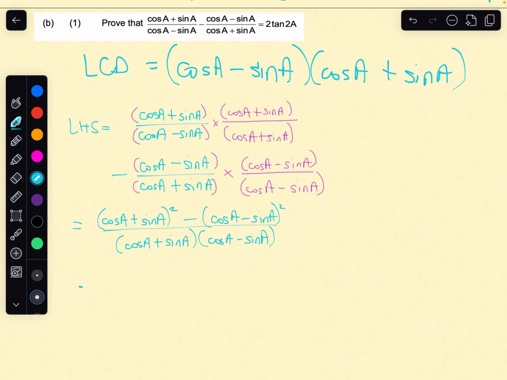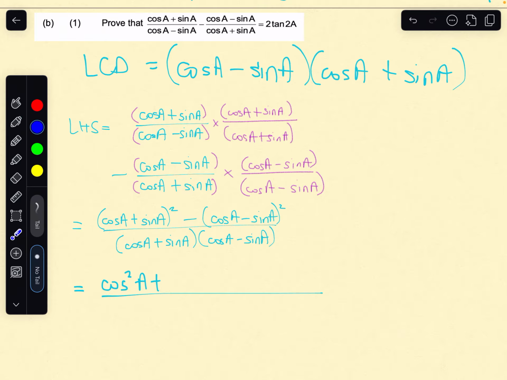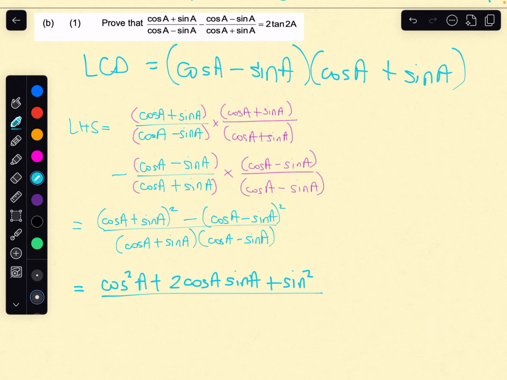Let's see what we have at the top. We will have cos squared A, and remember to treat this as a FOIL, so it's not just cos squared A plus sin squared A; there's also a middle term. Cos A times cos A is cos squared A. Then we have a cos A sin A and another cos A sin A term, so that ends up being 2 cos A sin A, and the last term is sin squared A.